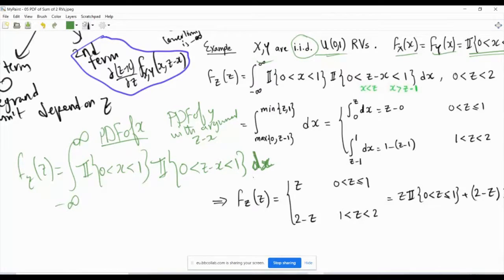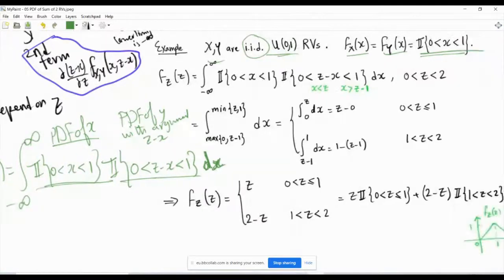Anyone knowing convolution will know that the result will be a triangular function, because we are convolving two rectangular pulses. But if what I'm saying is not familiar to you, you can ignore it and just do the integration. The first indicator tells you that x is between 0 and 1. The second indicator tells you that this inequality should be satisfied: 0 is less than z minus x, which is less than 1.